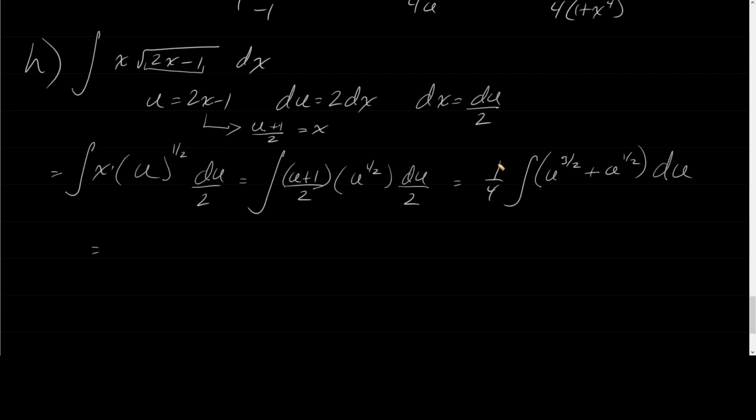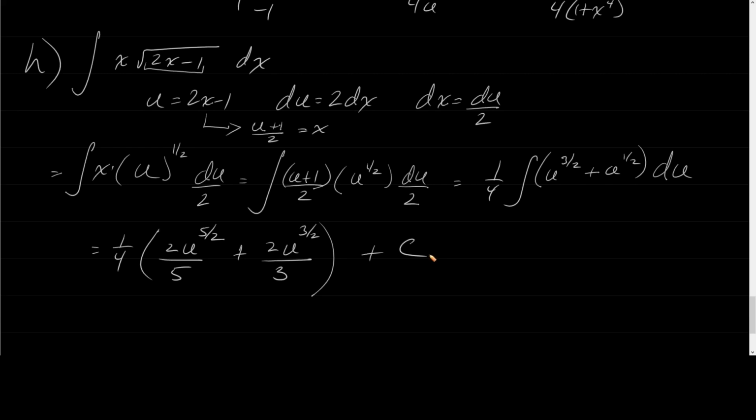Alright? And at this point, well, let's see what we get. We get 1/4 times the integral of u to the 3/2. We'll add 1 to the exponent, divide by the new exponent, but it really means multiply by the reciprocal of it, plus u to the 1/2, we'll add 1 to the exponent, divide by the new exponent, which really means multiply by the reciprocal of it, plus c.